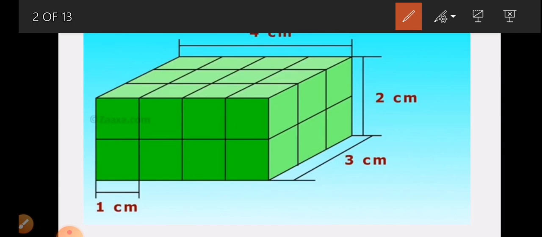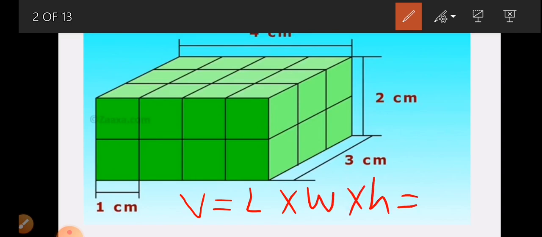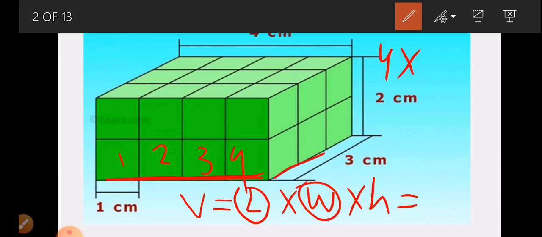What about the second way? If you remember, on the second way I told you that I have a formula for the volume, which is length multiplied by width multiplied by height. Do you remember where the length is here? Yes, this part is my length. So 1, 2, 3, 4. Multiply. Where is the width? Here, this one. 1, 2, 3.